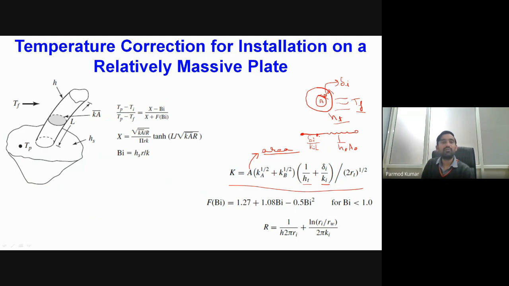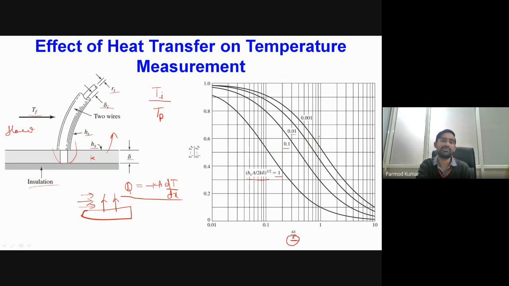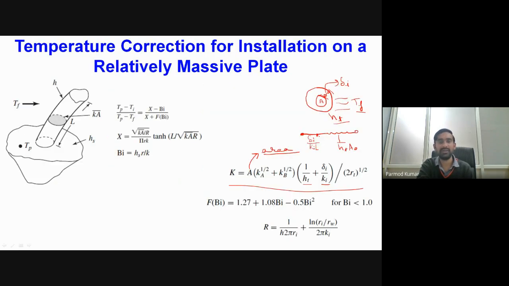Now this is one more situation. In the previous situation, the surface of the plate was small. Now in this other situation, we are considering what correction factor we have to employ for the temperature when we are installing a thermocouple on a relatively massive plate. Now our plate is of very large size. In this situation also, Tp is the actual temperature of the plate surface, Tf is the flowing fluid, H is the heat transfer coefficient, and L is length.